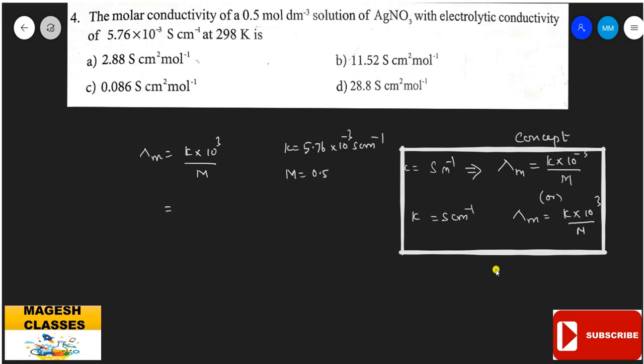The molar conductivity is equal to 5.76 into 10 power minus 3, this is for kappa, and 10 power 3 divided by 0.5. Okay, this minus 3 is cancelled. You get this value, equal to 5.76 divided by 0.5, which is 57.6 divided by 5. So this will be 11.52. And the unit is Siemens centimeter square mole inverse. Your answer is D.